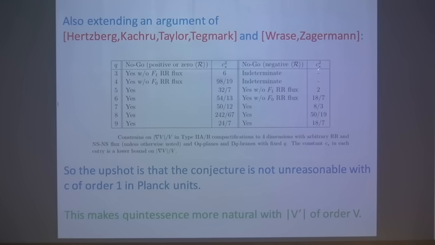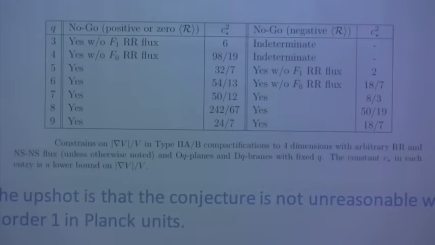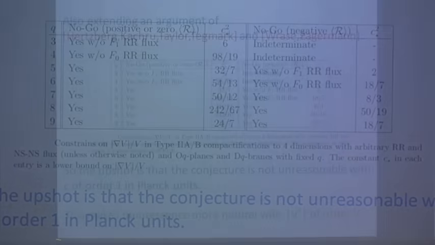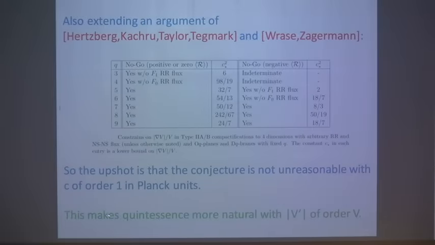Now this does not cover all cases, as you can see, and I'm also assuming that only a very specific Q is turned on, so I'm not turning on all possible OQ and DQ branes. But there is very little work involved in showing this statement. It's a very boring little rescaling of the volume and the coupling constant. That's all that goes into these arguments. Nothing fancy. Now one can try to do more fancy things and perhaps get other results. When these are empty, it doesn't mean that this goes to 0, but we just don't know how to find a bound. So the upshot is that the conjecture is not unreasonable with C of order 1 in Planck units.